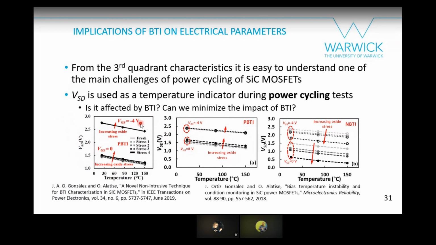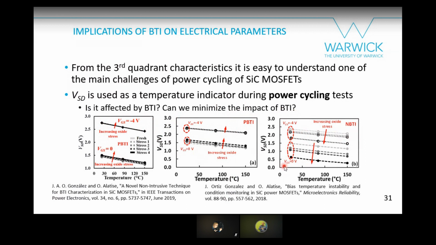But if you close your channels, so you apply a negative voltage, you minimize the impact of the positive shift. So your calibration curve remains constant. This is a way of minimizing the impact of PBTI on the calibration curve during power cycling, the K factor.